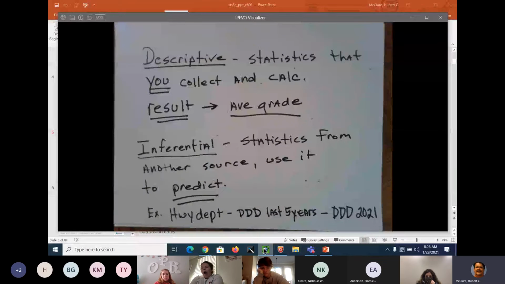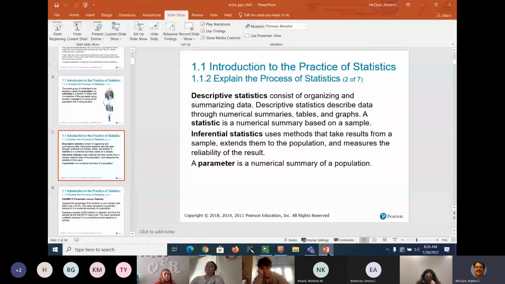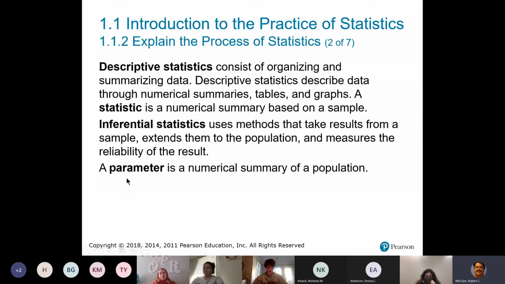Okay. Now go back to the wordy definition. It consists of organizing and summarizing data. Descriptive statistics describe data through numerical summaries, tables, and graphs. A statistic is a numerical summary based on a sample. Now, I'm not a rocket scientist, but I think my definition makes a whole lot more sense than that. But some of y'all may be wordy people. I'm not a wordy teacher, so I try to cut to the chase.